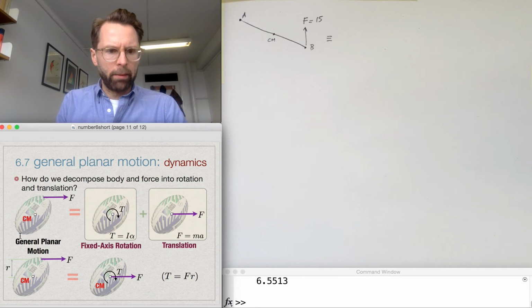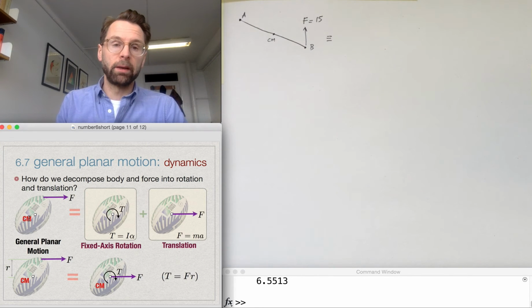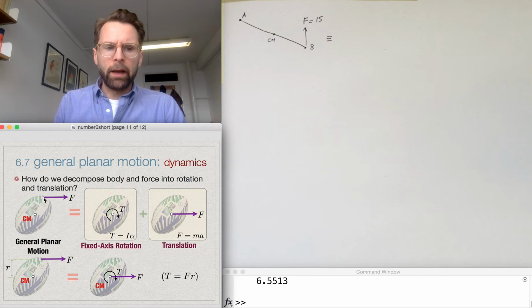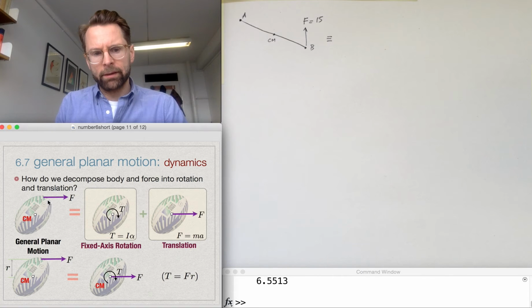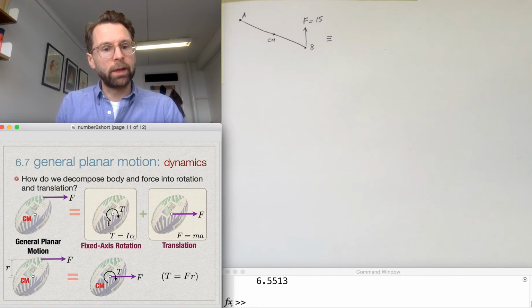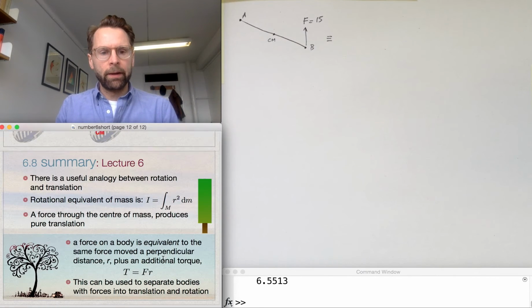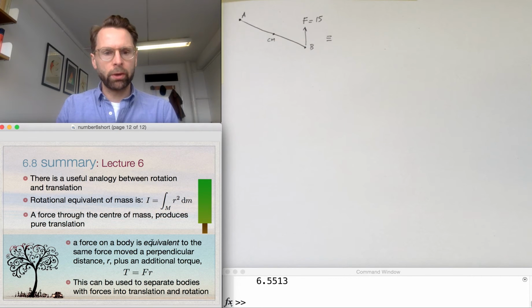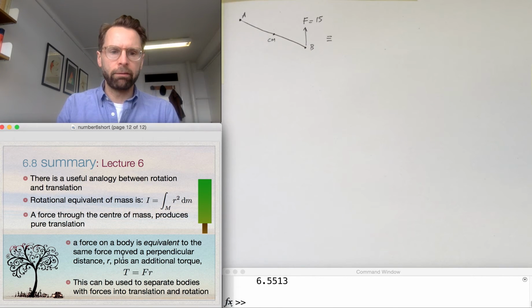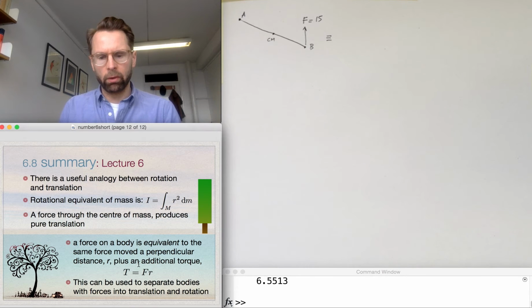so this is general planar motion. You've got some object, some rigid body which has a centre of mass there, and you apply a force that's not at that centre of mass. Then you can decompose that into a fixed axis rotation around the centre of mass plus a translation of the centre of mass. So that's why knowing the centre of mass makes it very convenient. And the summary slide says a force on a body is equivalent to the same force moved a perpendicular distance r plus an additional torque.